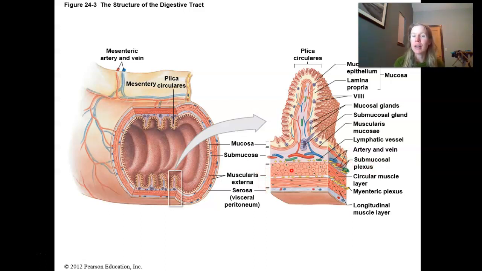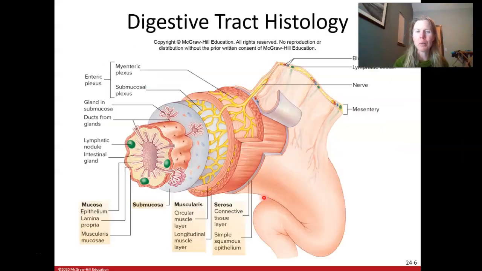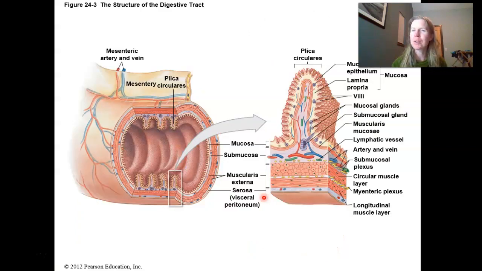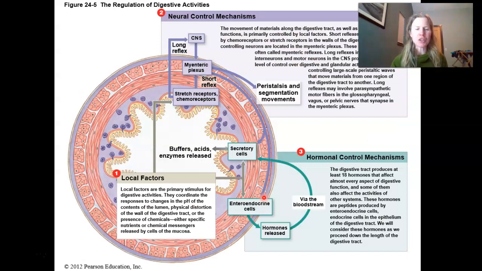Muscularis externa, again, a circular layer and a longitudinal layer. There's the myenteric plexus. So again, submucosal plexus is the nerves in the submucosa. Myenteric is in the muscularis layer. The serosa, again, also called the visceral peritoneum. So whichever picture you like more, this has some neat aspects. So does this one. Go with whatever works. Okay, so that's the histology.